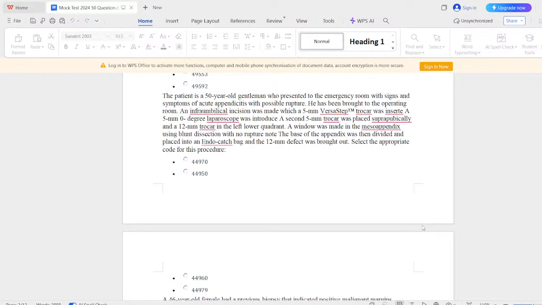Any C for this question? C 44960. Rasna A, Akash A, 44970. Okay, what about others? Please drop your answers in the comment box, guys, because this question is very important.